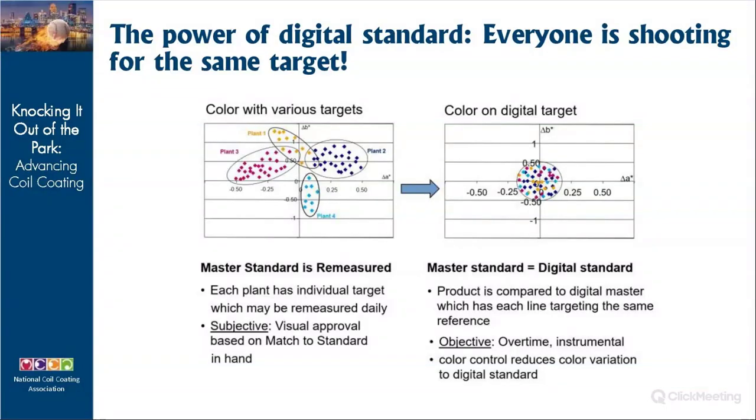Again, the power of the digital standards, everybody's shooting for the exact same target. So you can see on the left with various targets, various standards measured on different instruments and different plants, and the impact of everybody going to the exact same target with really good inter-instrument agreement. Now everybody's shooting for the exact same target, and your overall production variation should be much, much less.